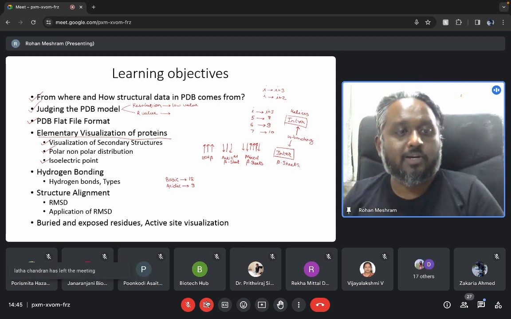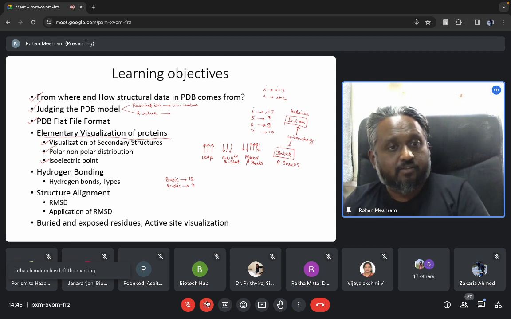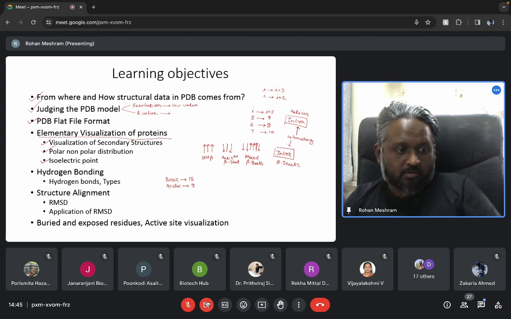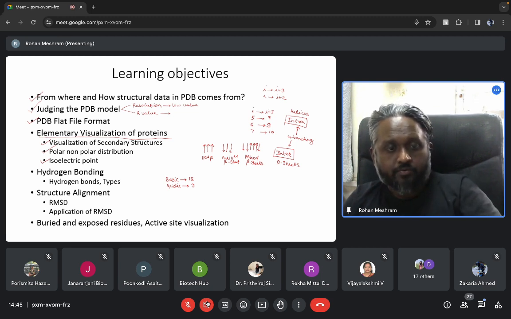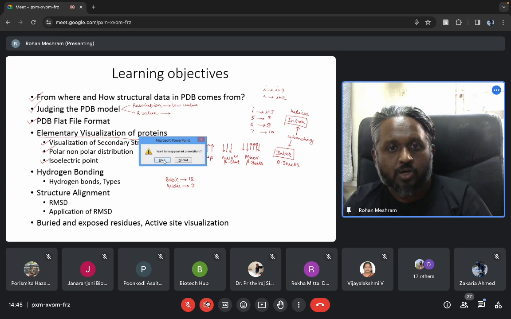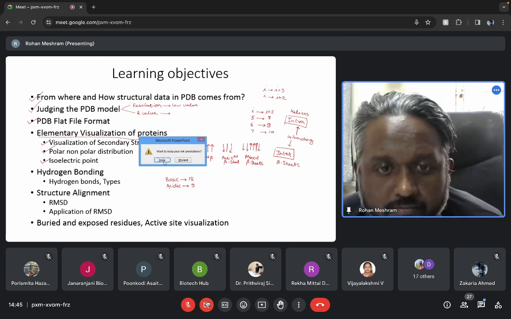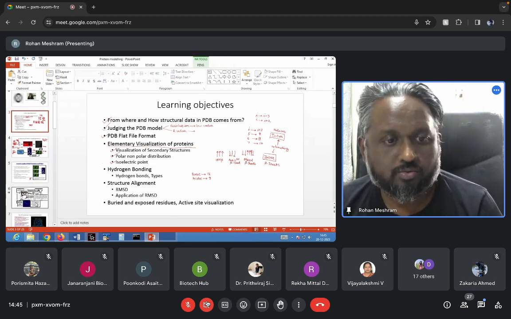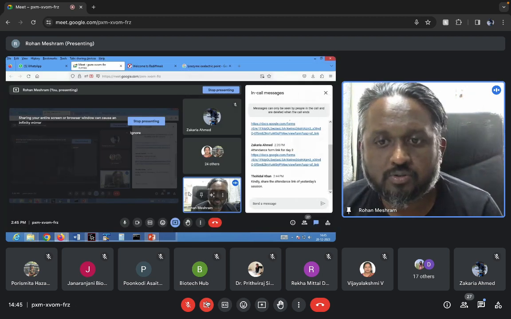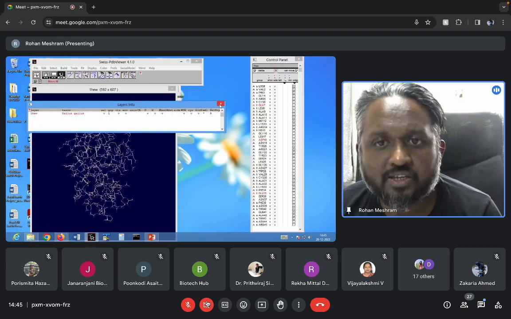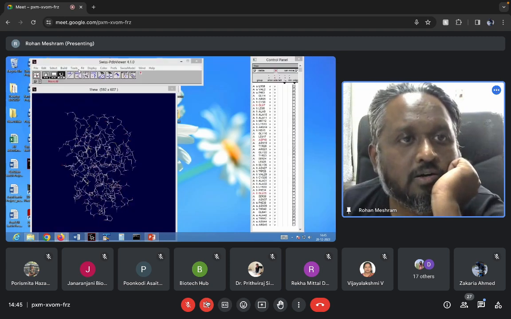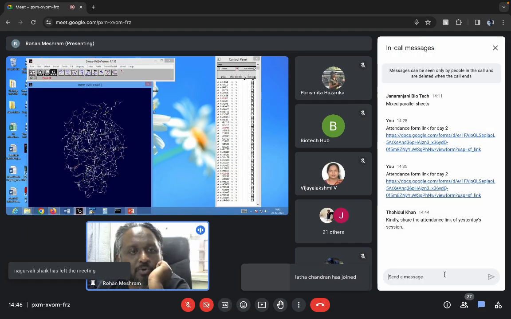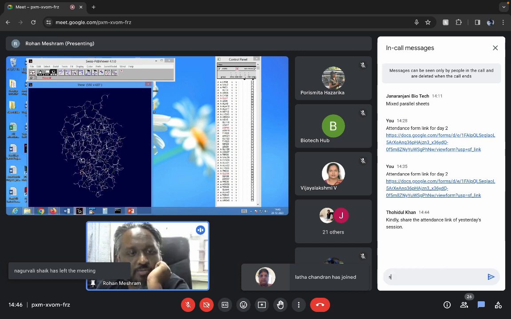Okay, now let us talk something really very interesting. Let us talk about hydrogen bonding. So I have shown you how hydrogen bonds are to be detected, right? How is that we detect hydrogen bonds? We detect hydrogen bond by simply using this option over here, tools, and then compute hydrogen bonds, and it would compute all possible hydrogen bonds that are present in your protein.